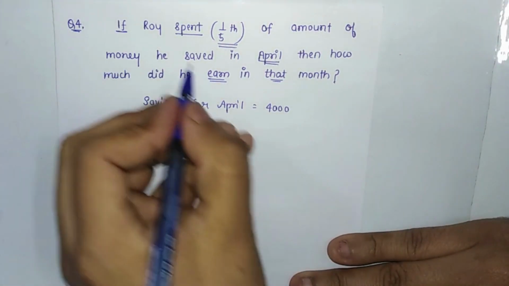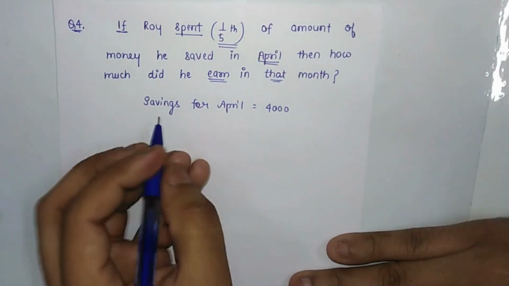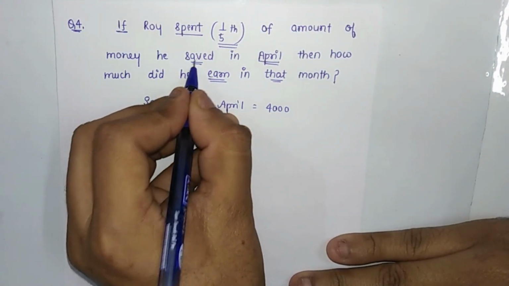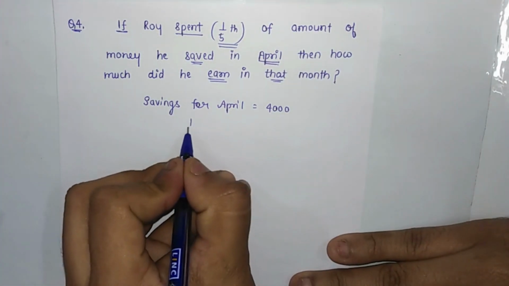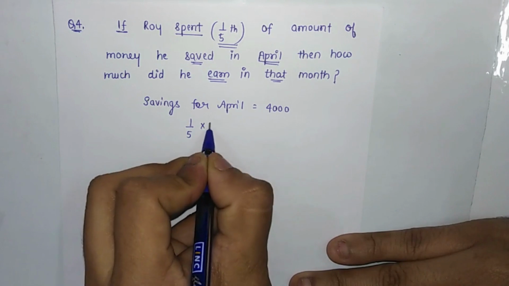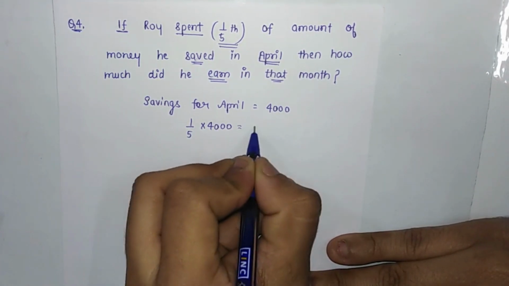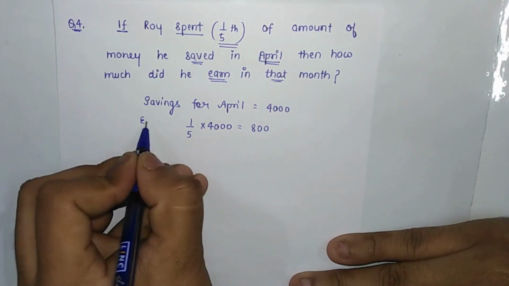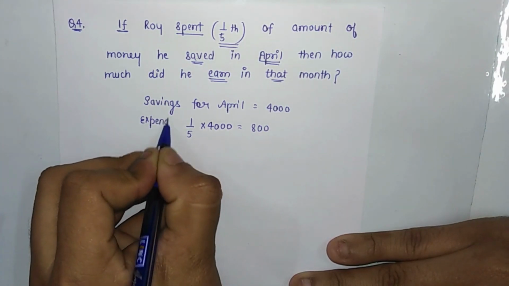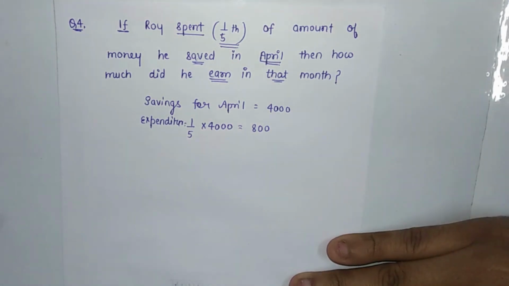Now what the question is saying: Roy spent 1/5 of the amount of money he saved. Saved means saving, so he saved 4,000. What is 1/5 of 4,000? 1/5 of 4,000 is 800 rupees. So this was the amount of money which he spent, or we can say his expenditure. His expenditure was equal to 800.